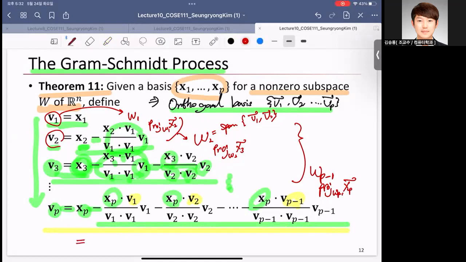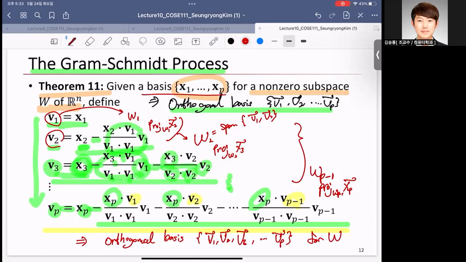Then we can say that the orthogonal basis V1, V2, V3, up to VP for subspace W, which is spanned by the original basis x1, x2, up to xp. That's the Gram-Schmidt process.